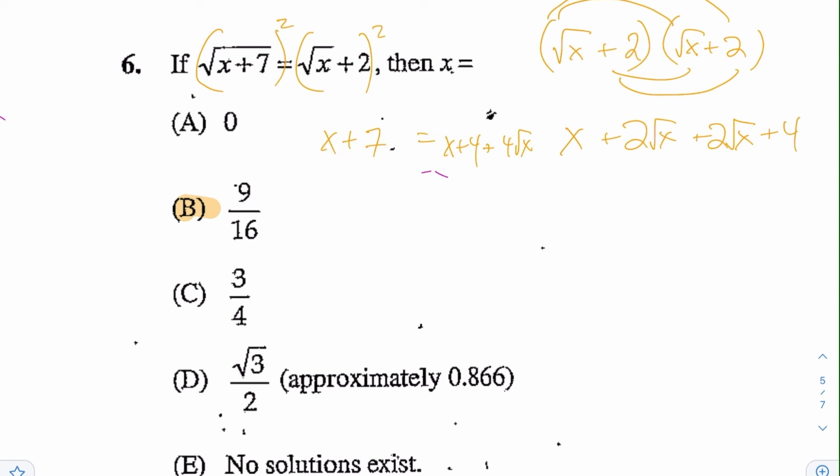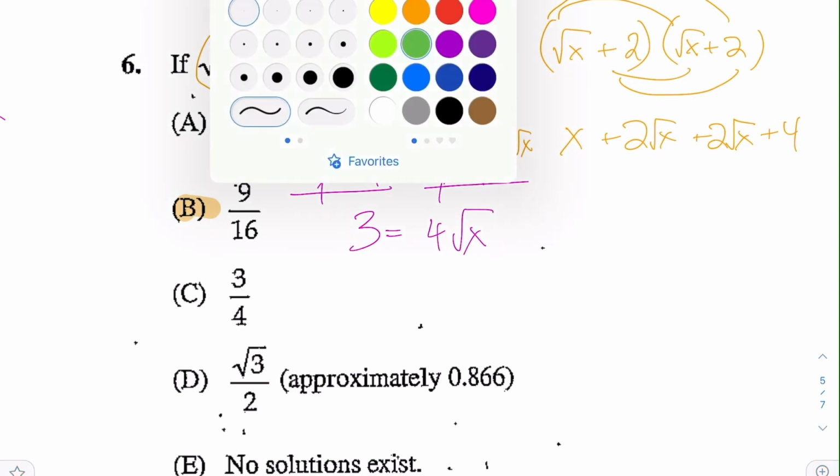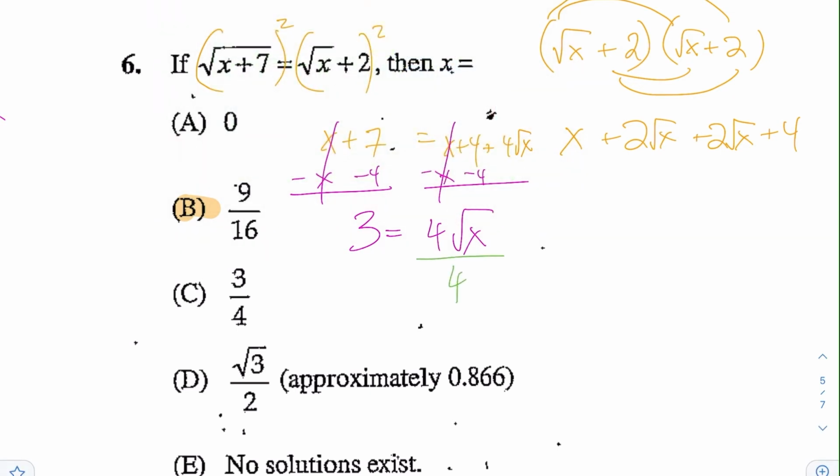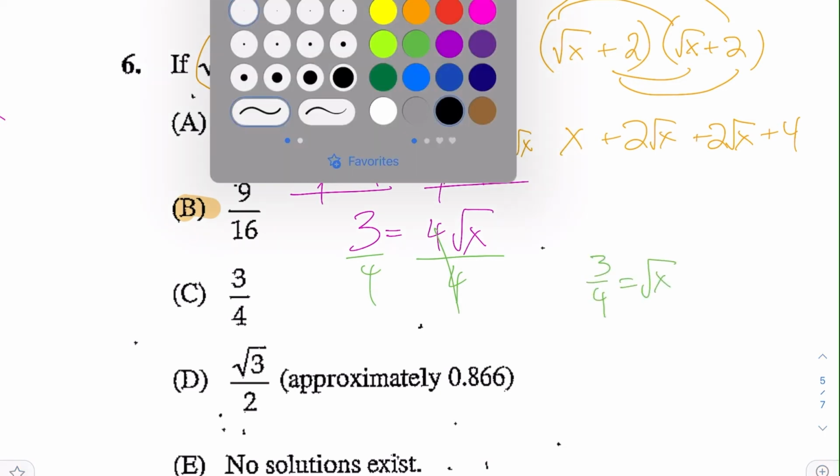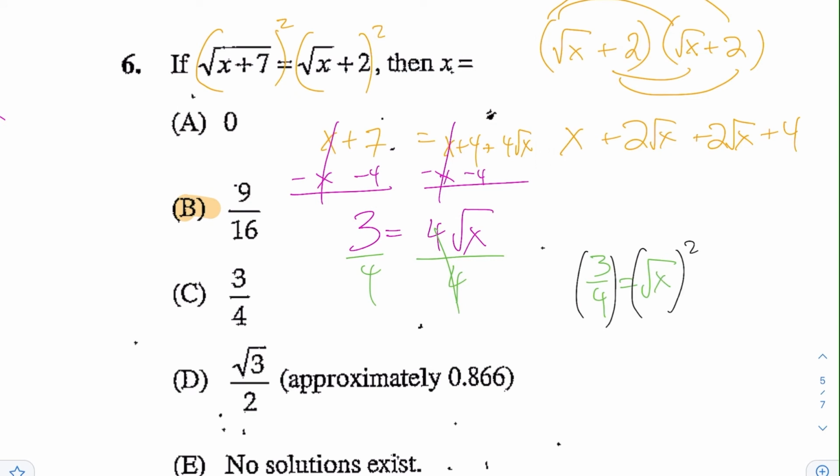So from here, if you subtract x from both sides, and then subtract 4, you get that 3 is equal to 4 times the square root of x. Now again, you want to isolate the x, so you divide by 4, and you get that 3/4 is equal to the square root of x. And then the last step, you can square both sides. You get that 9 over 16 is equal to x.